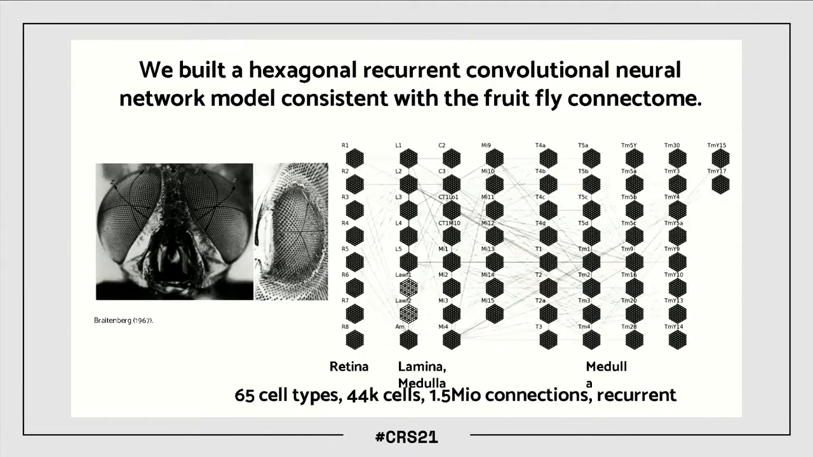Now on the right-hand side, you see that our model resembles this hexagonal architecture. Here, each regular hexagon represents one cell type, and each tiny hexagon within is one individual cell. Those lie within the different subregions of the visual system. In total, we model 65 cell types, 44,000 individual cells, and 1.5 million connections.